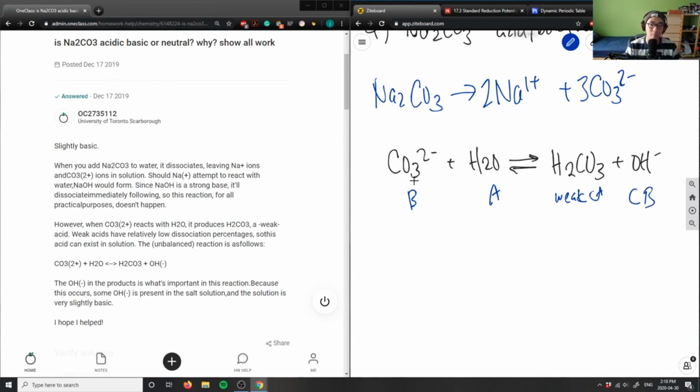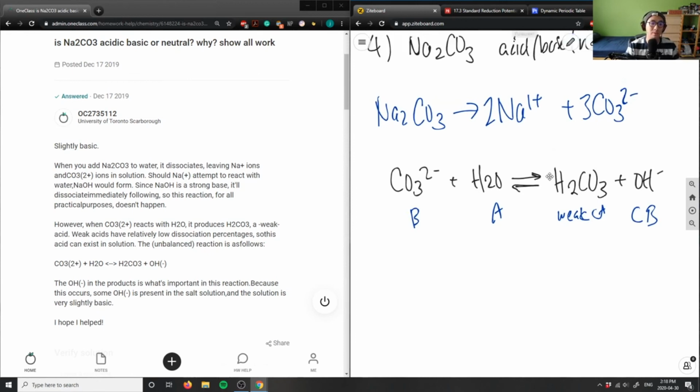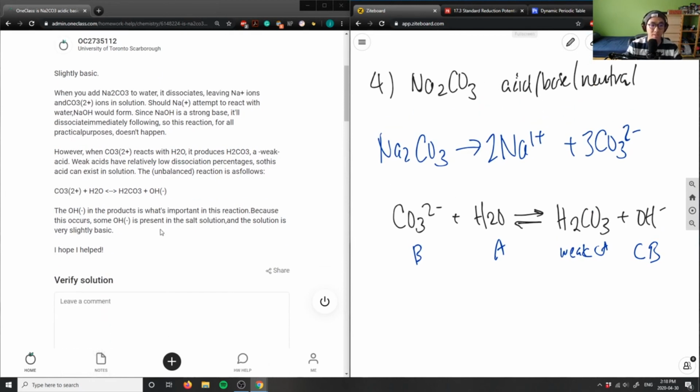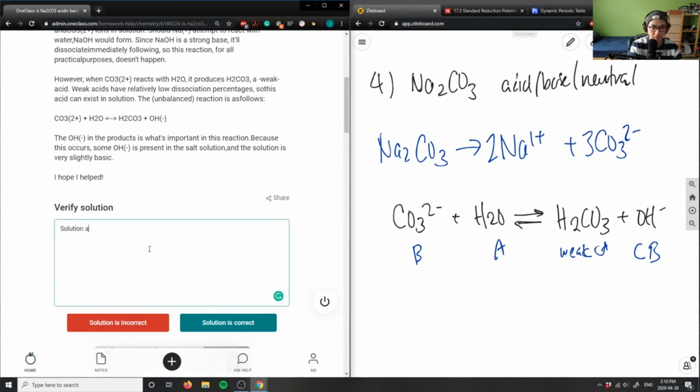The carbonate ion will react as a base, and it will form a weak acid and a conjugate base, which is our OH minus here. And this is going to be slightly basic because I have OH minus formed in our solution here. So it's going to be slightly basic. This solution here is correct. It's a great analysis as well. Correct solution and analysis here.